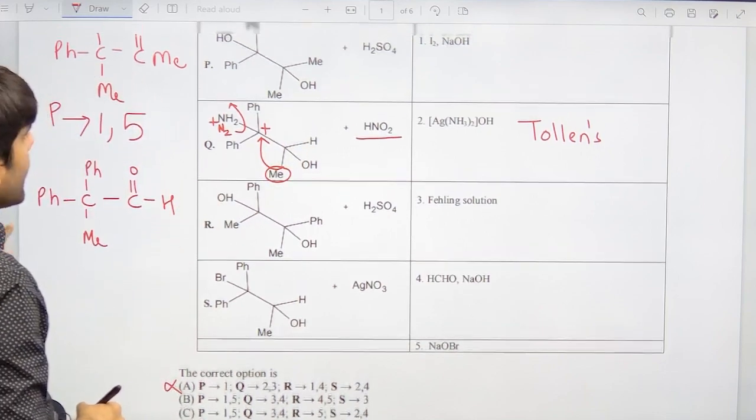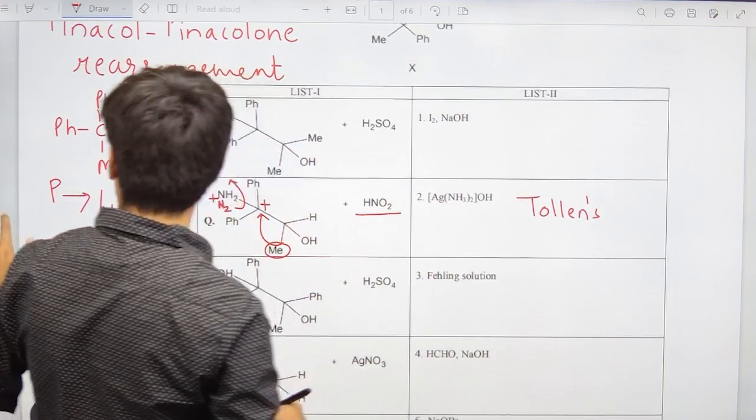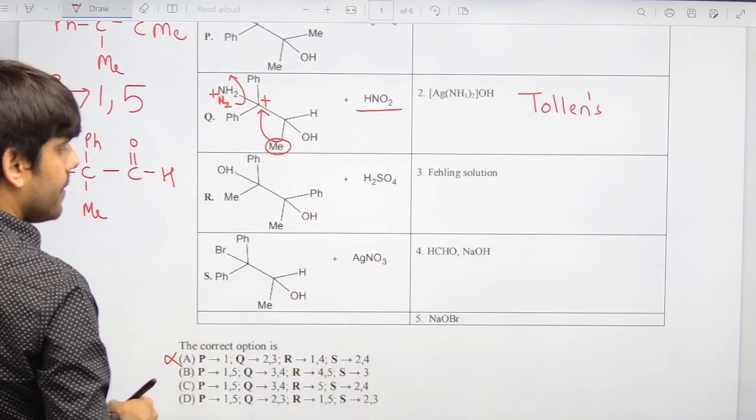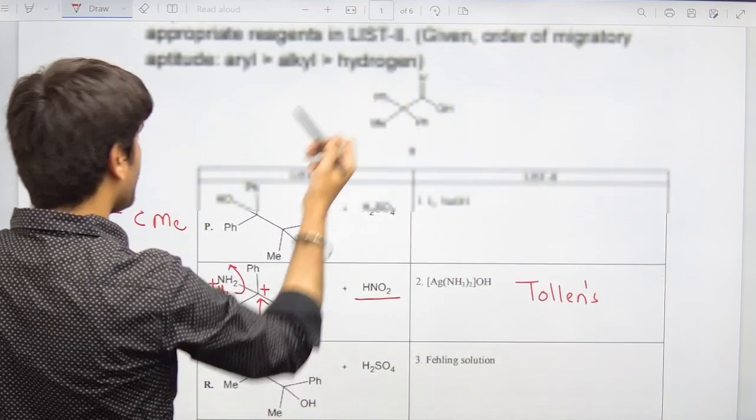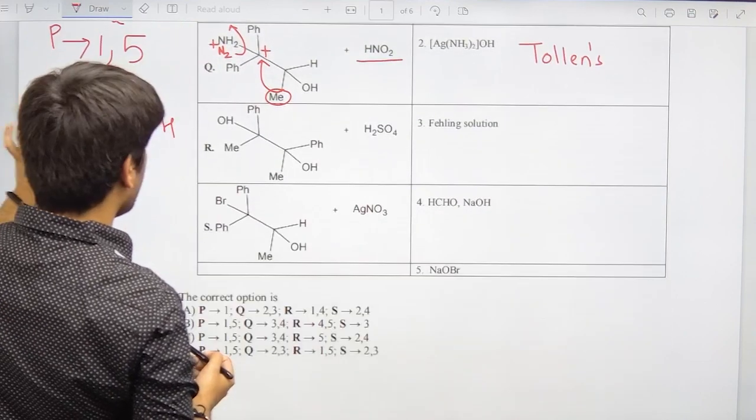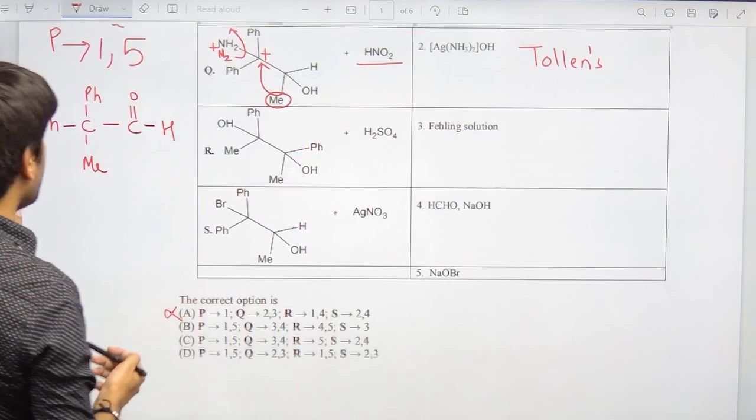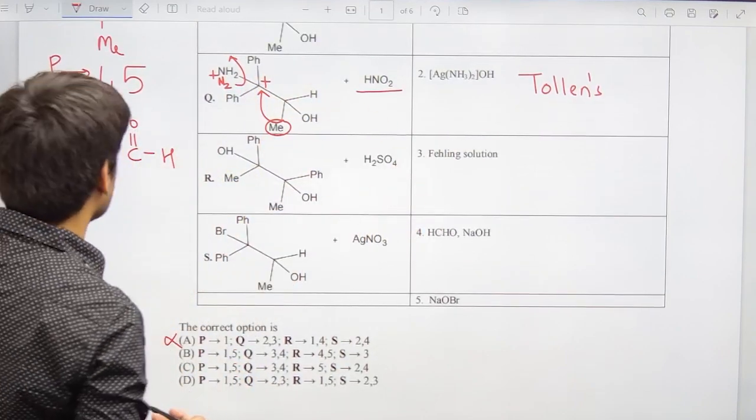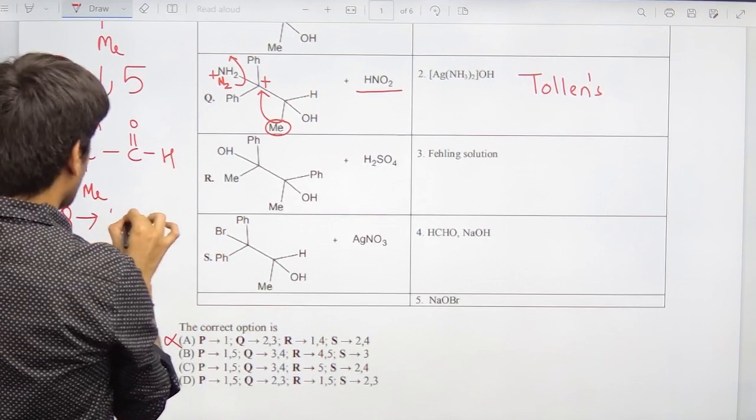And once I get an aldehyde, I know that aldehydes will reduce Tollens reagent. It will also reduce the Fehling solution, right? And yes, it won't react with this in order to give you the desired product. So it will react with Tollens and Fehling, and itself it will get oxidized to the respective acid. So this Q is going with 2 and 3.